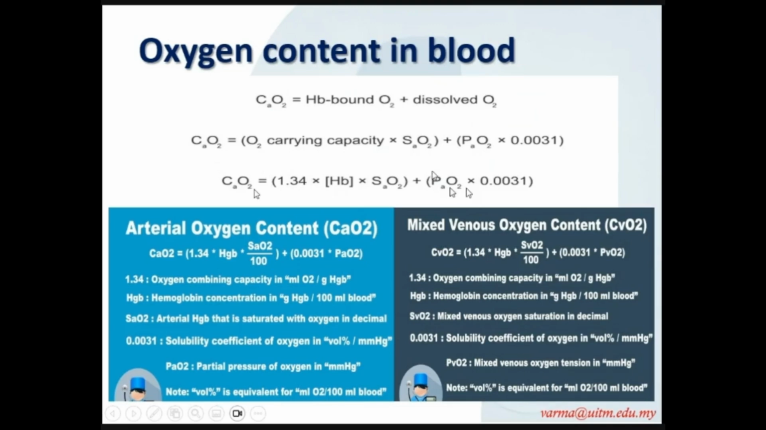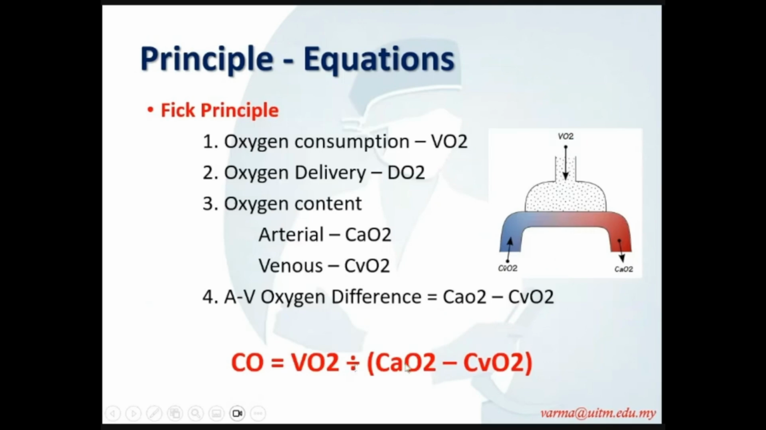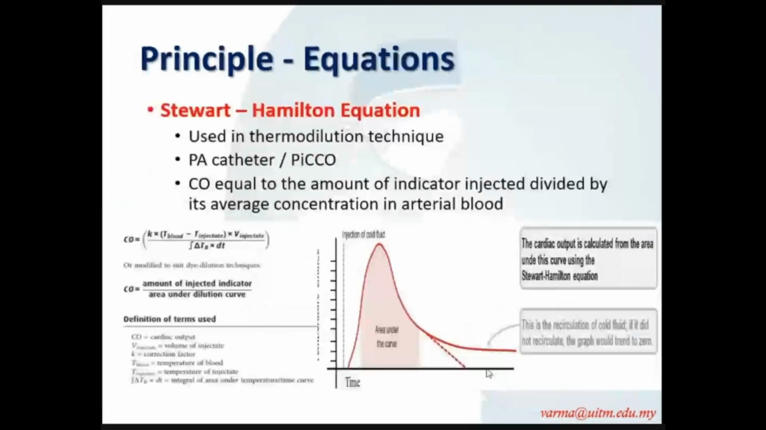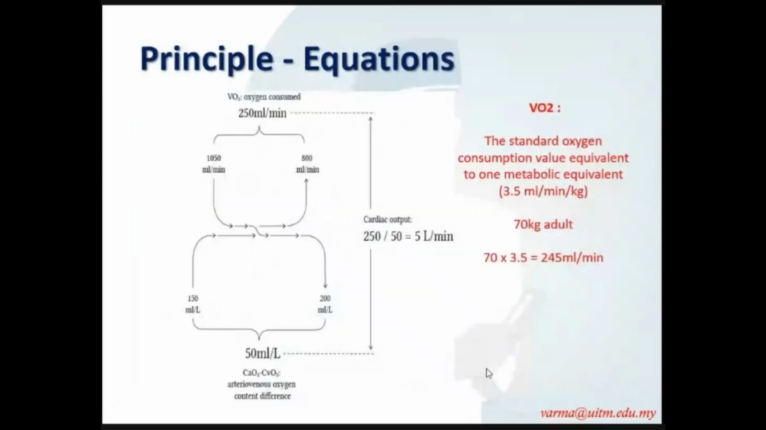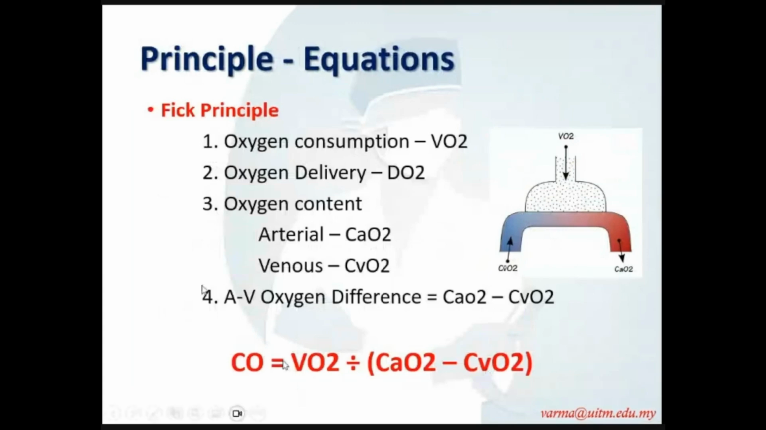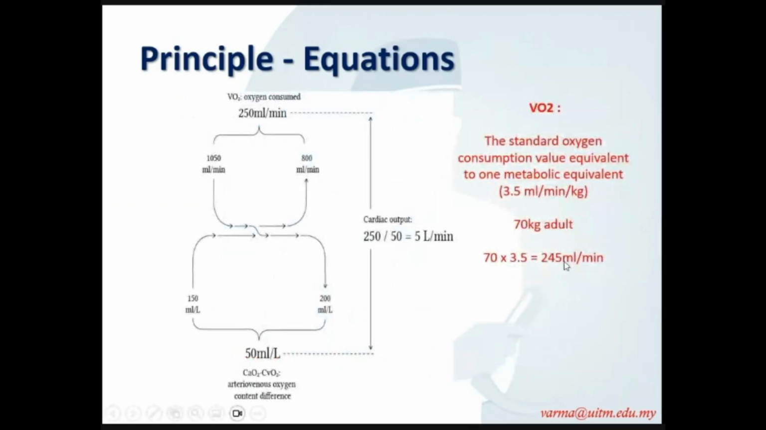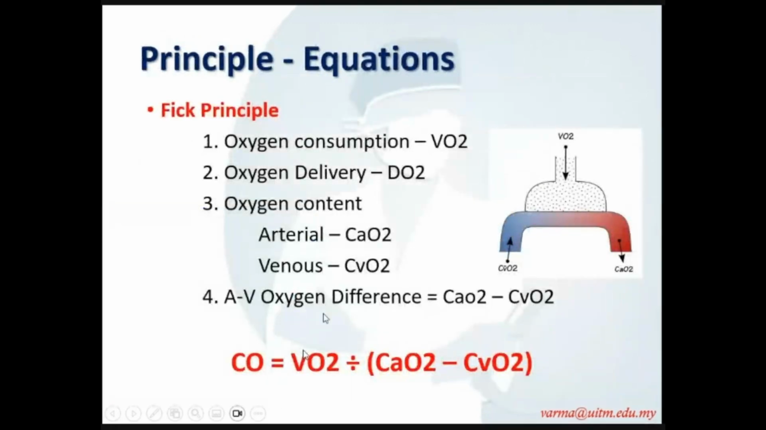Then you do CaO2 minus CvO2. So you will come to the equation VO2 over CaO2 minus CvO2. Then you will get your cardiac output. That's how we calculate. Oh, forgot, I had an example here, but I don't have it. So you can just calculate it. An example: you have a 70 kilo patient, as I mentioned. So you put 245 mL over here, and then the difference of CaO2 minus CvO2 here, then you will get your cardiac output. So remember this equation, okay?